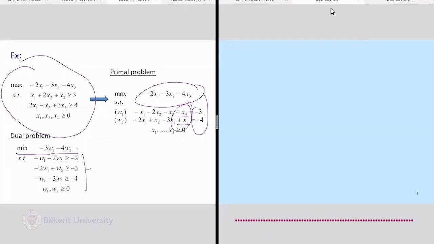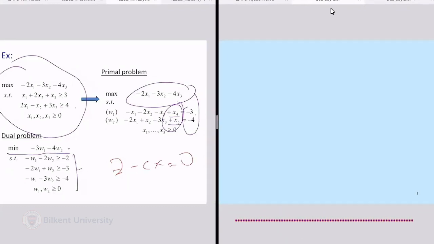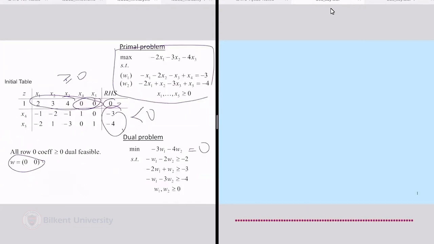No? Why are you multiplying the row of zero coefficients with minus one? Yeah, but we did use positive coefficients when we had negative. I didn't understand that. But that's z minus cx equals zero. Row zero is z minus cx. Yeah, okay, sorry. Okay, thank you. Any other questions?